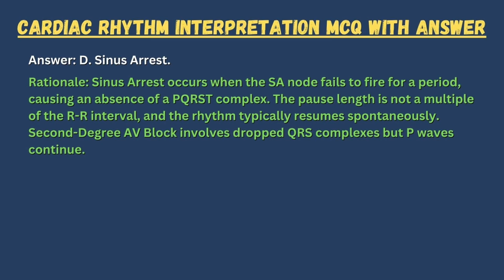Sinus arrest. Rationale. Sinus arrest occurs when the SA node fails to fire for a period, causing an absence of a PQRST complex. The pause length is not a multiple of the RR interval, and the rhythm typically resumes spontaneously. Second-degree AV block involves dropped QRS complexes, but P waves continue.